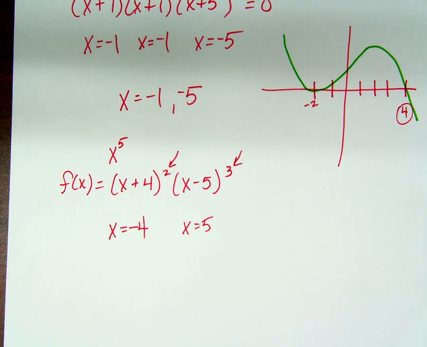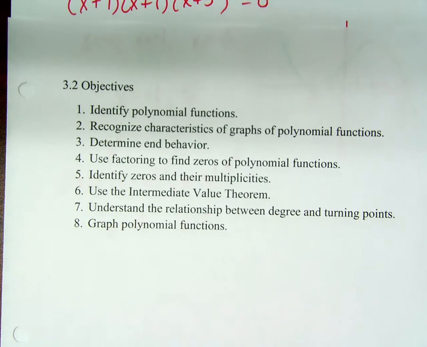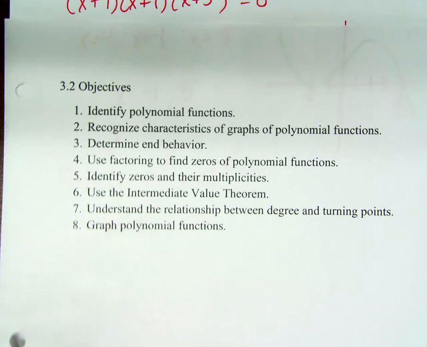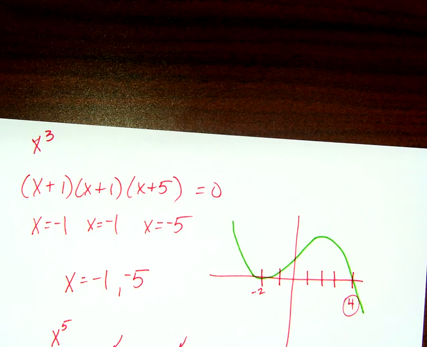So, identifying zeros and their multiplicities. You got that okay? At least for now. If not, we can always talk later. Okay? Then there's the intermediate value theorem. Intermediate value theorem is pretty important. Let me get a new piece of paper for that. Intermediate value theorem.